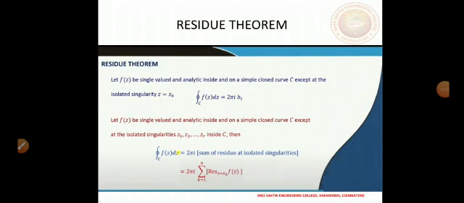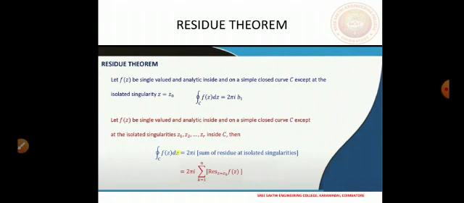So coming to this important theorem, the residue theorem, we have discussed how that integral can be evaluated simply as 2 pi i b1. Just to recall, we have discussed that if f of z is single valued and analytic inside and on a simple closed curve C, except at the isolated singularity z equal to z naught, then the integral value is nothing but 2 pi i b1.